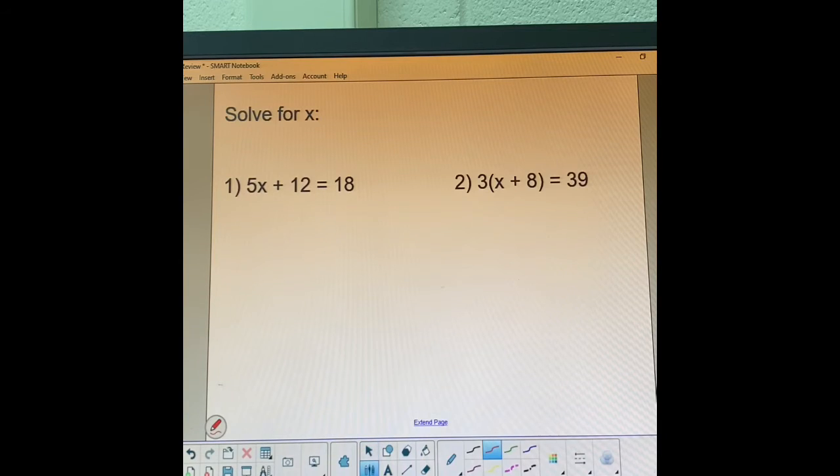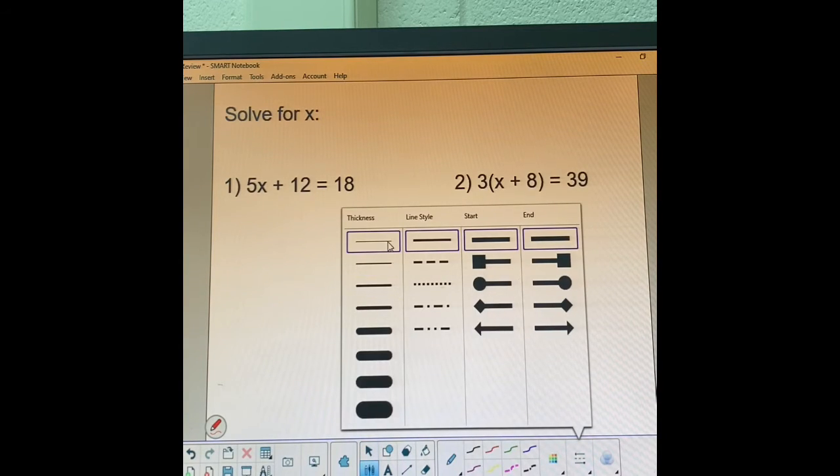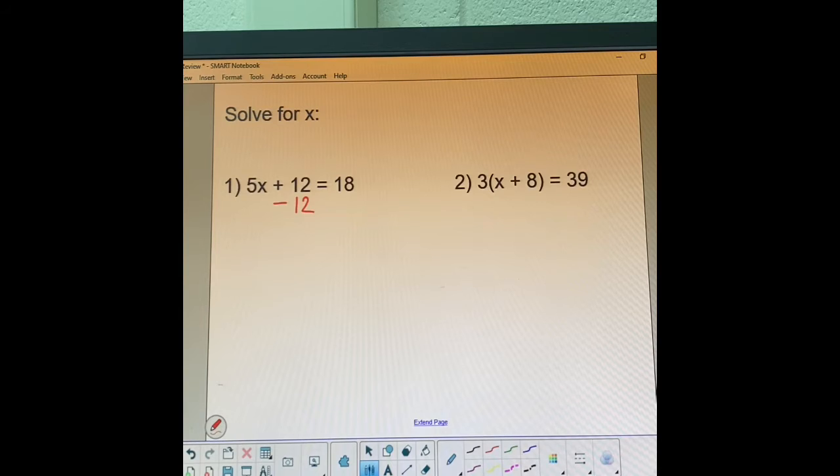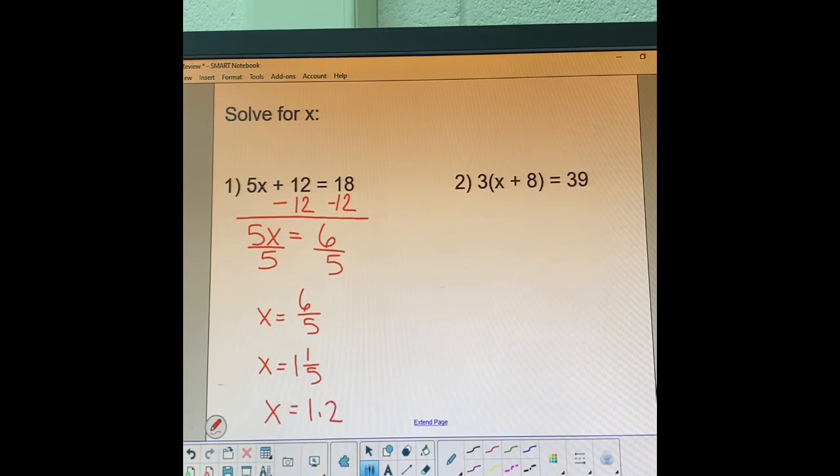Take a minute to solve for x on your own. Remember, you don't need to have a solution that is a whole number or even an integer. You may just have a rational number, sometimes an irrational number. Do the opposite operations to isolate the variable. For the first question, we get x equals 6/5, or 1 1/5, or 1.2. All are acceptable answers. For question 2, don't forget to distribute the 3.